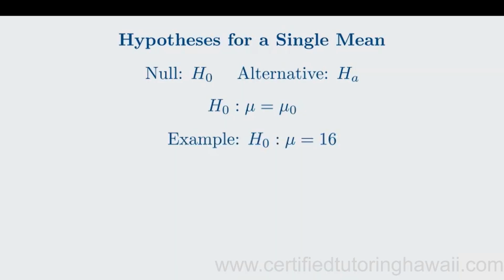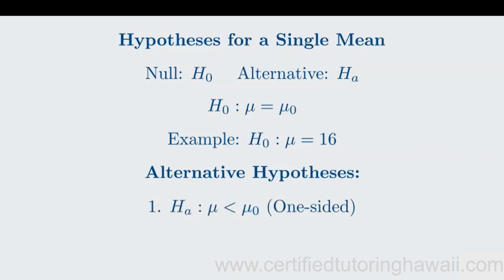The alternative hypothesis reflects what we are trying to find evidence for. This is where we use inequalities. 1. H sub A, mu is less than mu0, which is one-sided. 2. H sub A, mu is greater than mu0, also one-sided. And 3. H sub A, mu is not equal to mu0, which is two-sided.